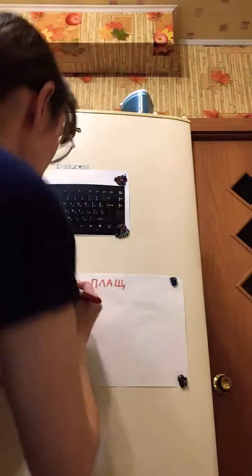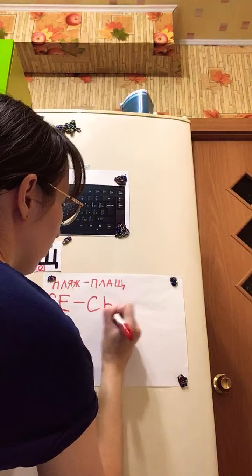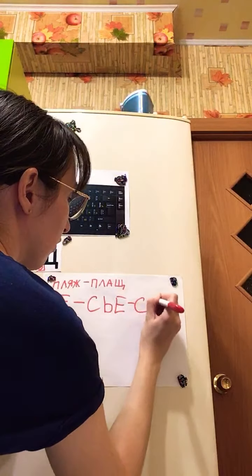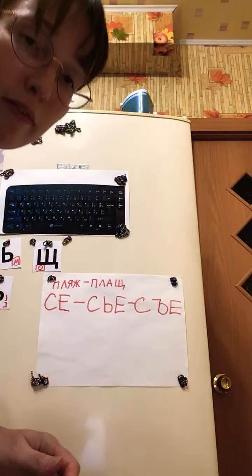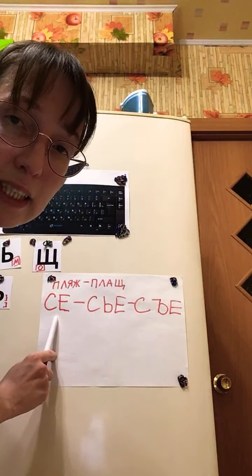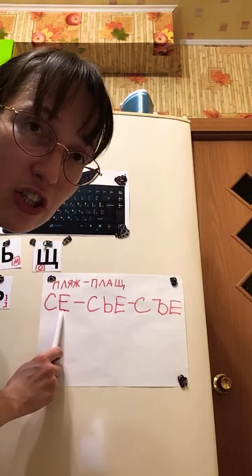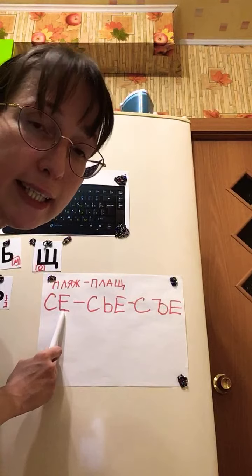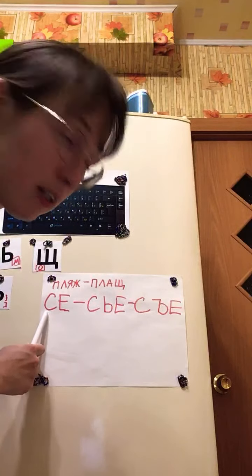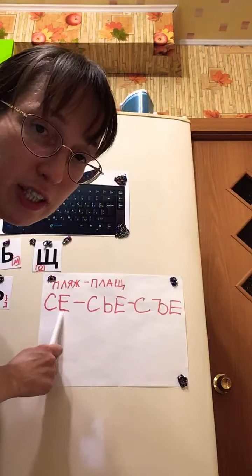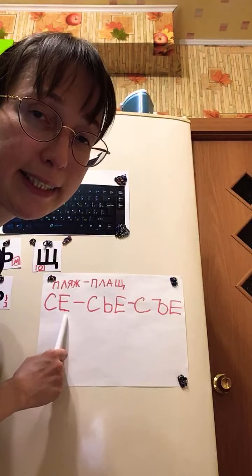Let me stand up. So, this syllable doesn't contain any sign. So we pronounce these letters together, and Y represents just one sound E because it's after the consonant, and this consonant becomes soft. Се, се, се.